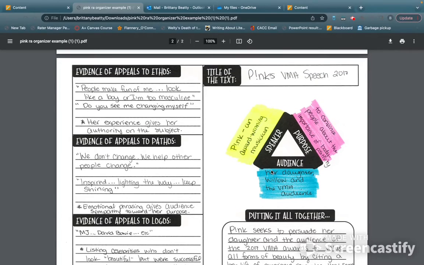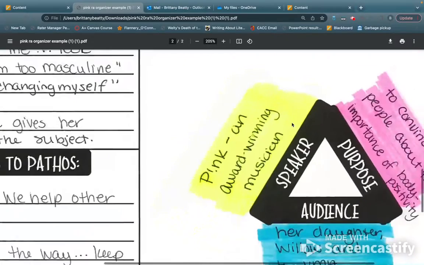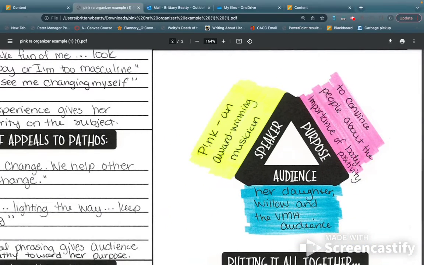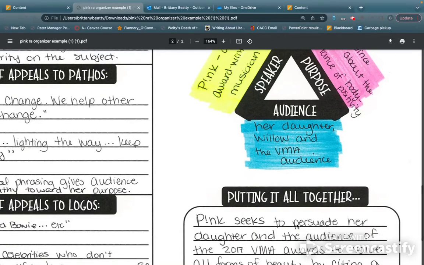And then over here where this triangle is, I pinpointed who the speaker is, the purpose, or what argument the speaker is trying to make, and who the speaker is talking to. So our speaker in this speech is Pink, an award-winning musician, and her purpose is to convince people about the importance of body positivity, or the importance of accepting your true self. There are a million different ways you could say that. And who is she talking to? Well, she's talking to her daughter Willow specifically, but she's also talking to the entire audience in the building and watching the VMA award ceremony.